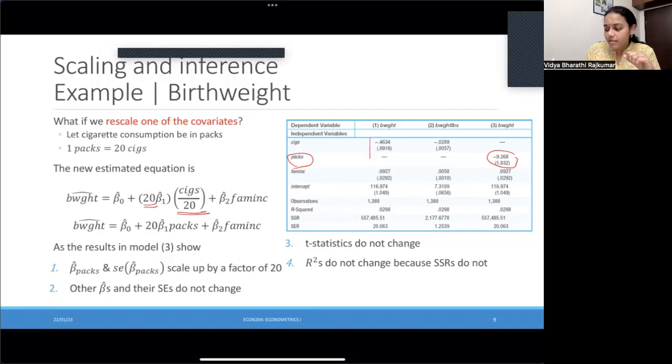So initially, when we ran cigarettes in just units, our coefficient was minus 0.4634. When we run cigarettes in terms of packs, the coefficient is minus 9.268. And this number is nothing but minus 0.4634 times 20. And you're welcome to check if that holds true. The standard errors also follow the same path, and therefore the t statistics don't change. R squared also doesn't change. And so our statistical inference continues to be the same.